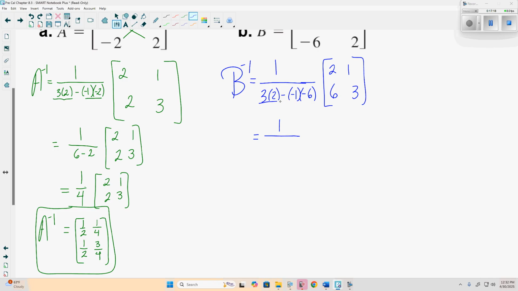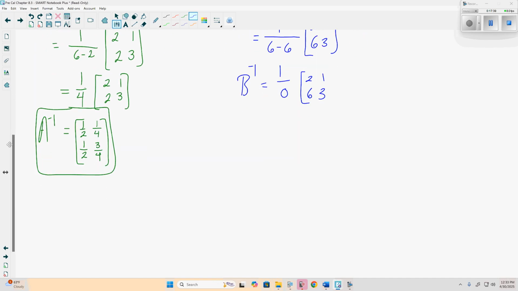Now, if we look at the fraction, 3 times 2 is 6. -1 times -6 is 6. Well, our 6 minus 6 is 0. We can't divide by 0, so B doesn't have an inverse. There is no inverse because the determinant is 0.